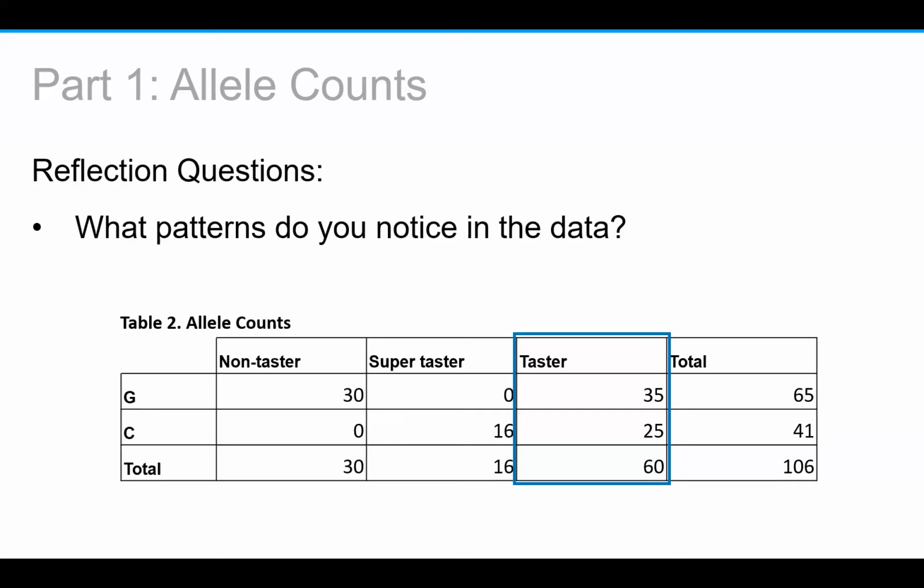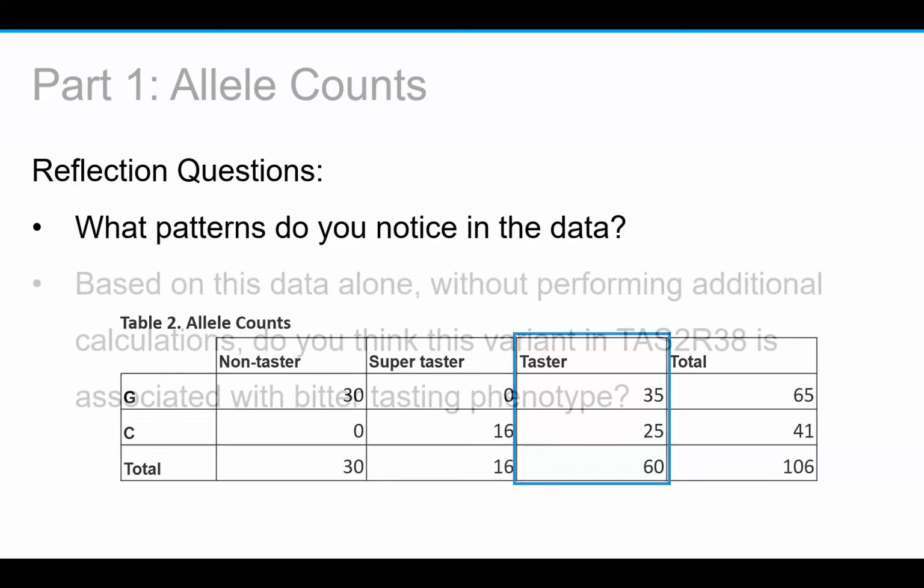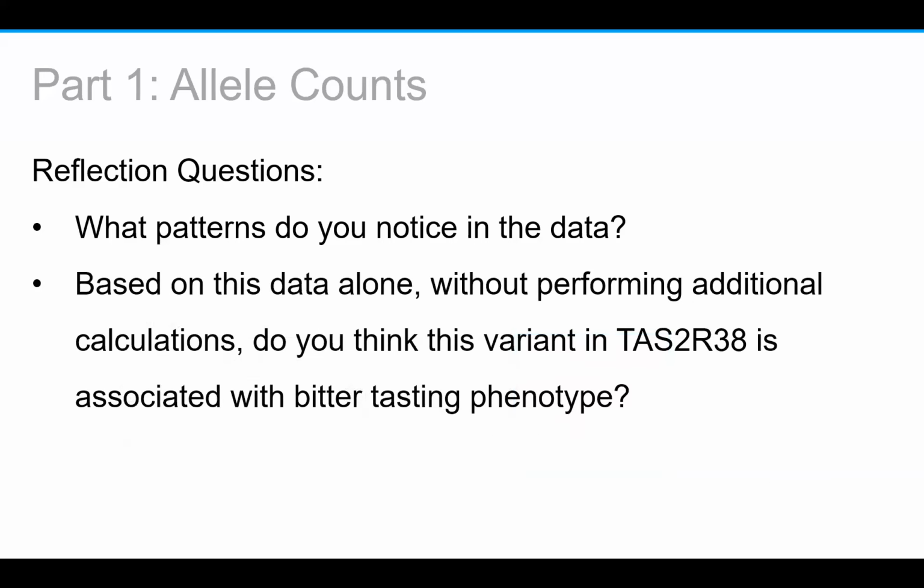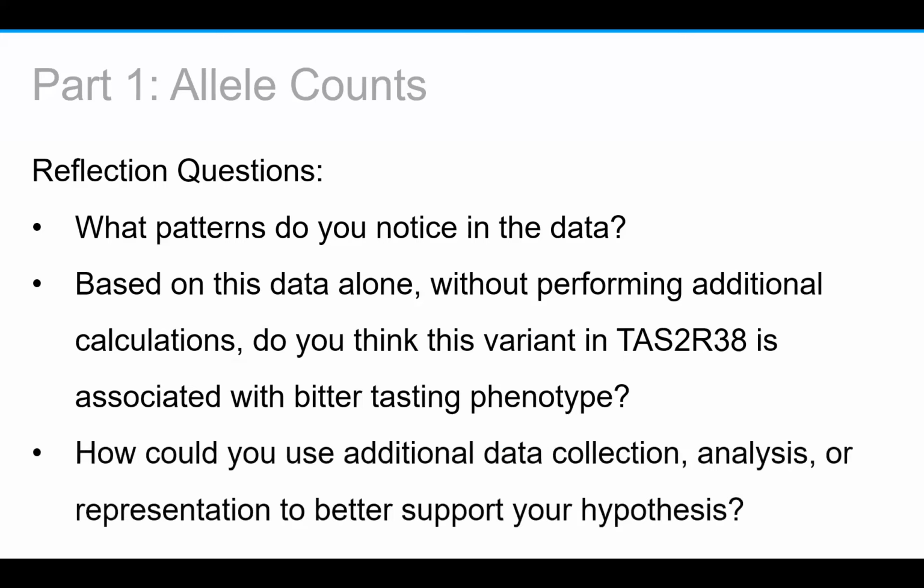So after students spend some time identifying these patterns, additional reflection questions prompt them to think through whether the data suggests that there could be an association between this variant and bitter taste perception phenotype, and what additional data collection, analysis, or representation would help them to better support that hypothesis.